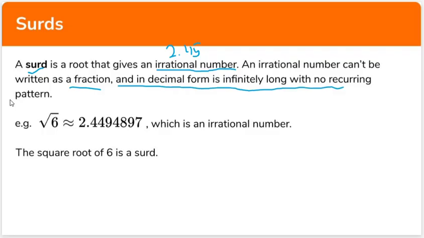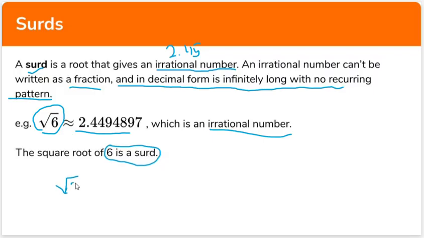So the square root of 6 gives us this type of answer, which is an irrational number. So the square root of 6 is a surd. Or let's say the square root of 2 is a surd. The square root of 3 is a surd. The square root of 5 is a surd. This is how things are written in surd form.